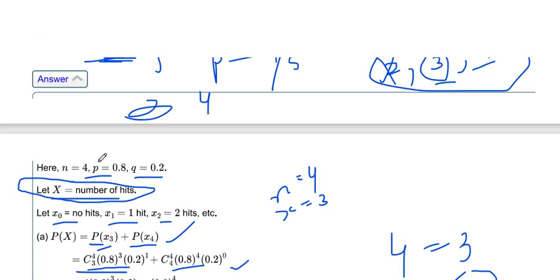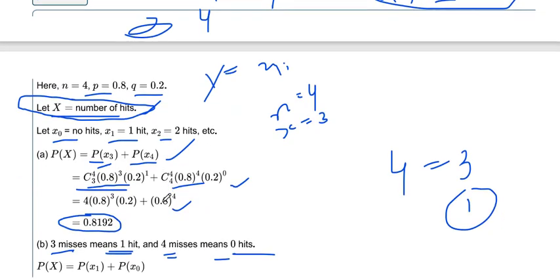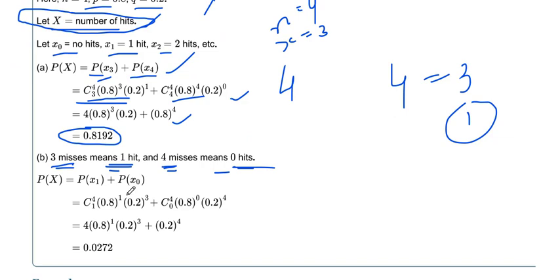If you want to use the number of misses, then you first have to identify the random variable as a miss. If he misses the target, then from this formula you can solve. But now we have already identified X as the number of hits, so we convert the misses into hits. If 3 misses, 3 failures, means 1 success. Why? Because total is 4. If it is 4 misses, then it's 0 hits. So we just have to find P of X1 plus P of X0, 1 hit and 0 hits.